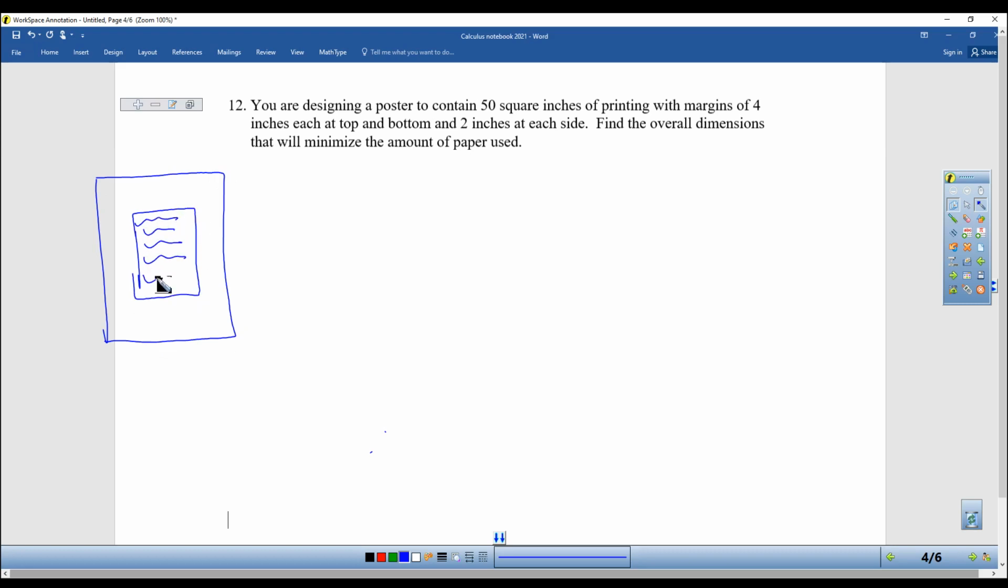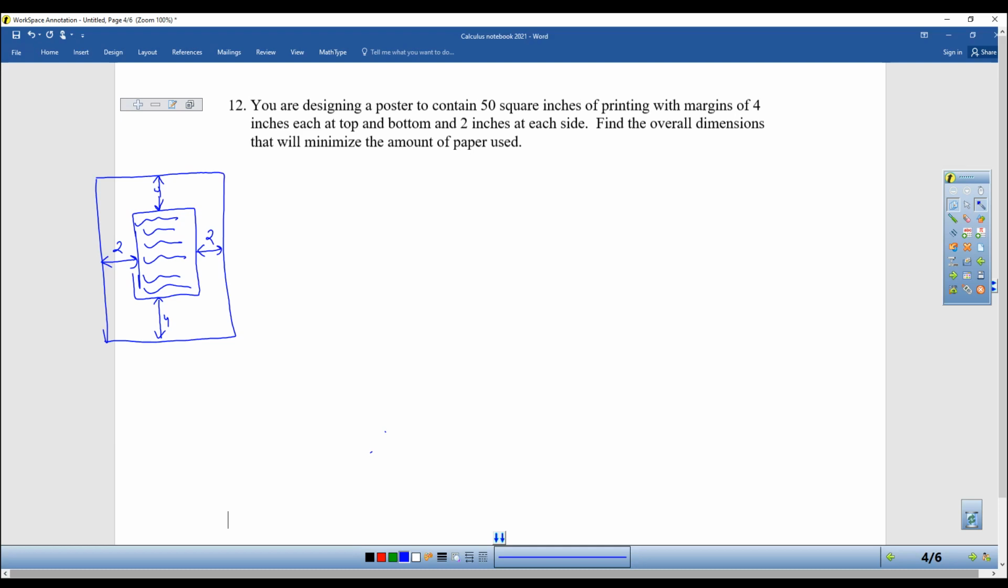and then I have my margins of 4 inches at the top and the bottom. So this distance right here is 4. So do something to indicate the 4. And then this distance right here is 2 on each side. I did not draw it to scale. I didn't even draw it very neatly. It's okay, but I drew it. That's what I really want, is for you to draw it.